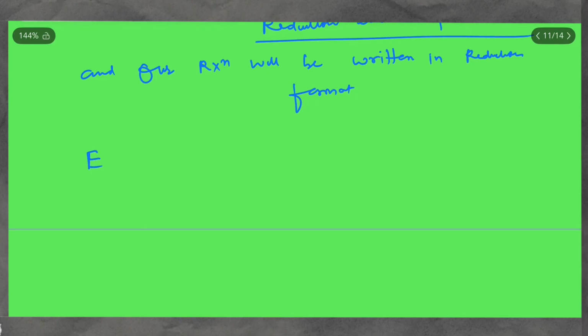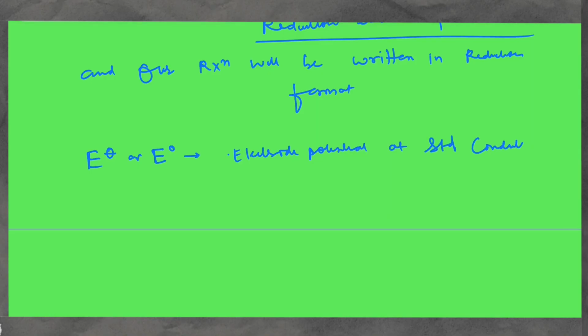E naught, or E, is basically EMF, or we can say that it is voltage or electrode potential at standard condition. And what is that standard condition?